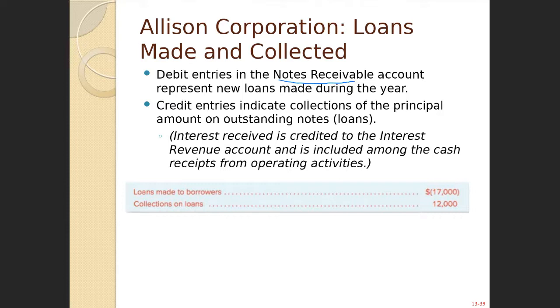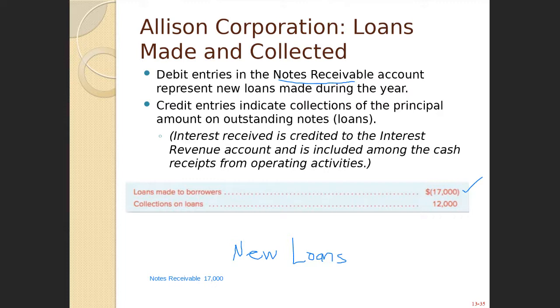So here the additional information section told us that the debit entries in the notes receivable equaled $17,000. What does that mean? That means that new loans were given by the corporation. Remember, notes receivable are an asset account. So when we increase notes receivable, we're debiting the notes receivable for $17,000. Very good.